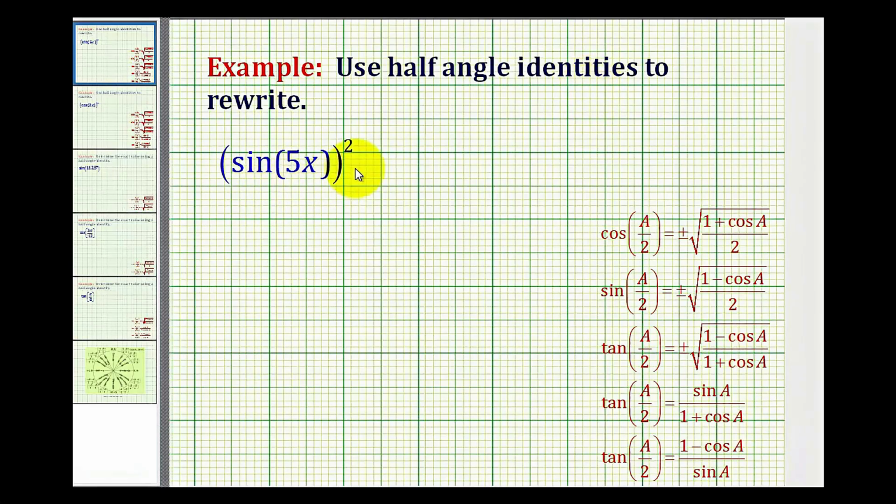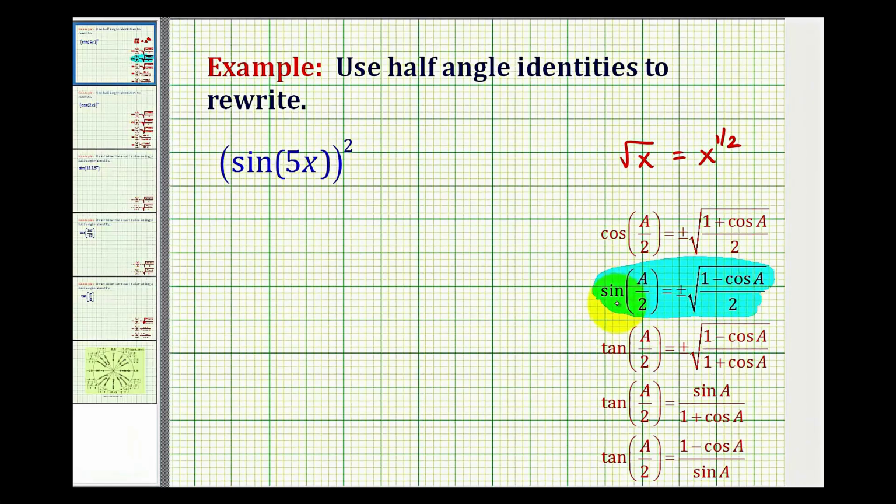Here we have sine of 5x raised to the second power, so we'll be applying the half-angle identity for sine. There's a couple things we have to remember here. First, notice how this function is being squared, so it's not a perfect fit. And if we want to rewrite a square root using a rational exponent, remember the square root of x is equal to x to the power of 1/2.